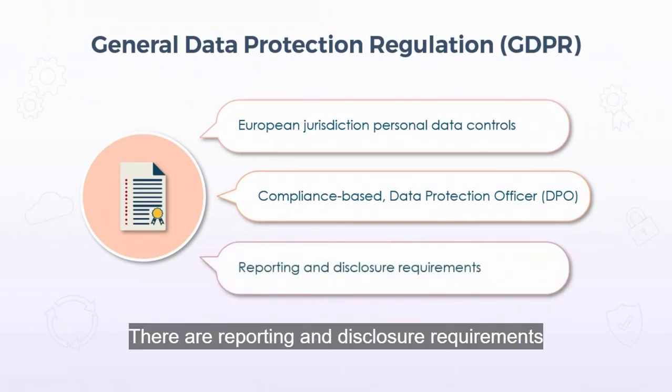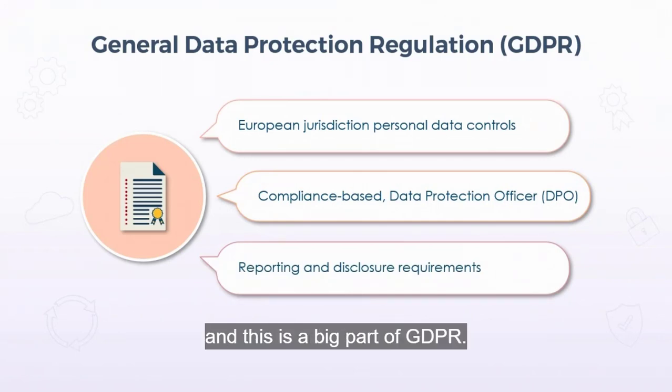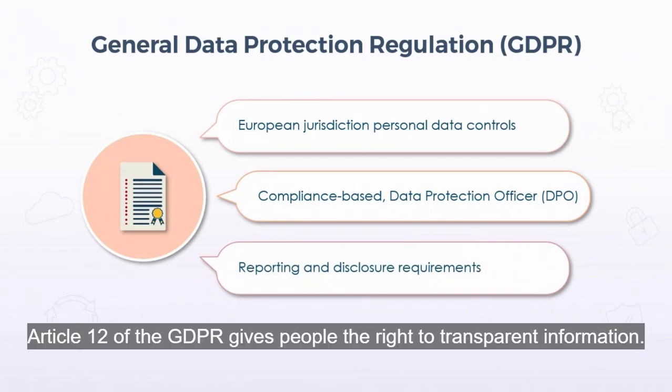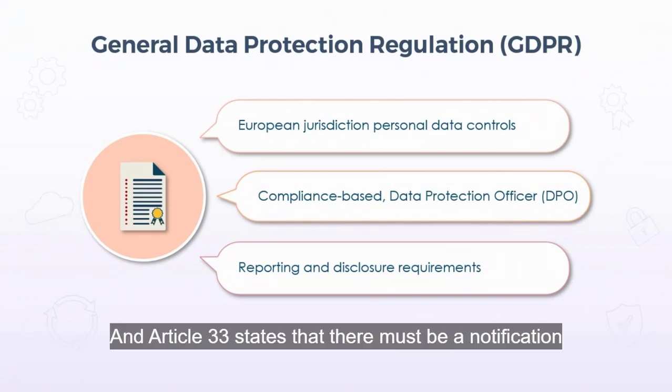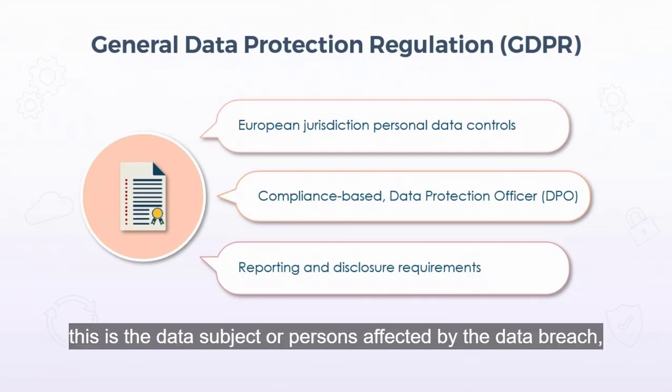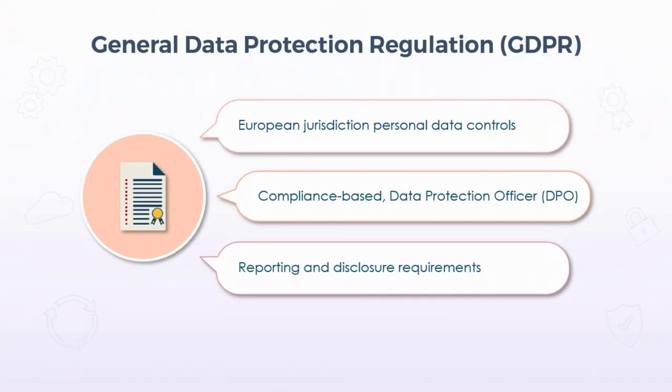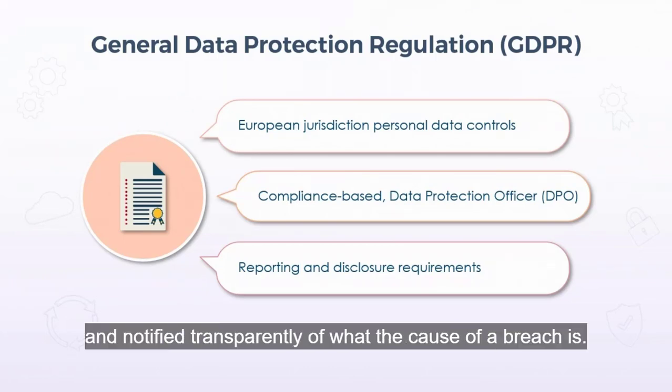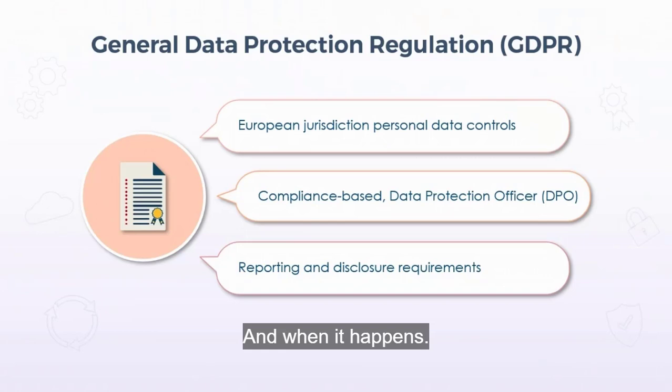There are reporting and disclosure requirements, and this is a big part of GDPR. Article 12 of the GDPR gives people the right to transparent information. And Article 33 states that there must be a notification of a personal data breach to the supervisory authority. And Article 34 extends that to the data subject or persons affected by the data breach. So the users must be notified and notified transparently of what the cause of a breach is and when it happens.